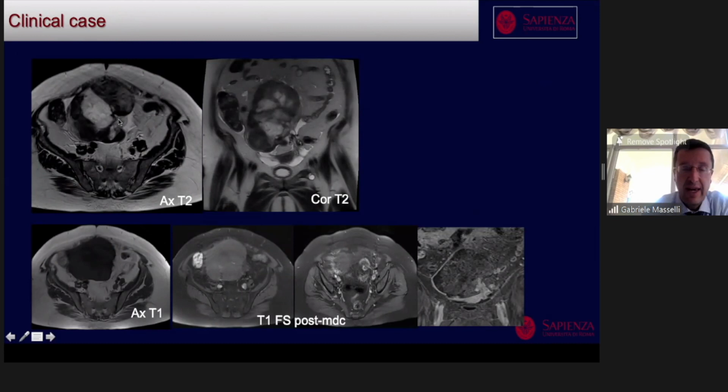Another case, axial and coronal sequences. You see a large pelvic mass. We can detect the left ovary, but we don't see the right ovary, so we are confident that it is a mass originating from the right ovary, with no enhancement after gadolinium administration. We see the subtraction images with absence of contrast uptake.